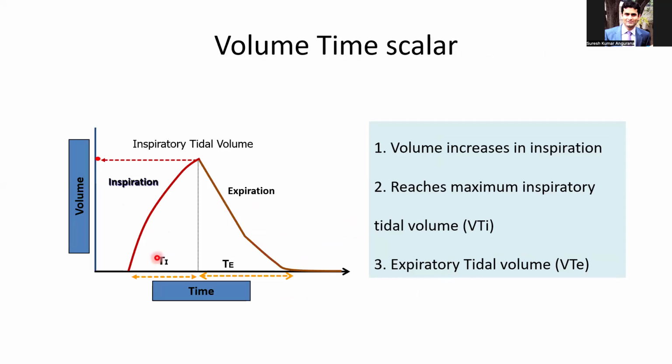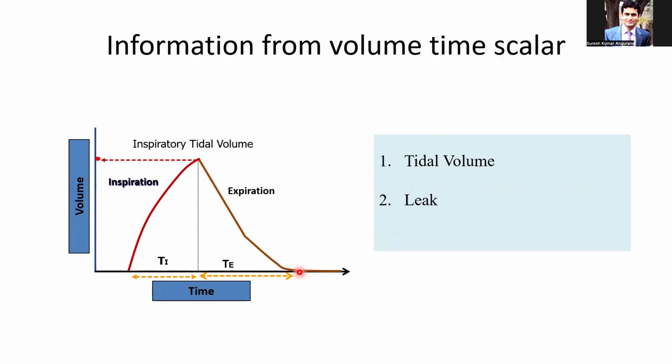This is the volume time scalar. Volume is plotted against time. This is the inspiratory phase when the tidal volume is increasing, and this is the expiratory phase when the tidal volume is coming to baseline. From the volume time scalar, we can get some information about how much tidal volume is being delivered, and if there is any leak in the circuit. If there is, then the expiratory part will suddenly fall to baseline without going like a slanting line. If it is like this, it means there is this amount of leakage in the circuit.